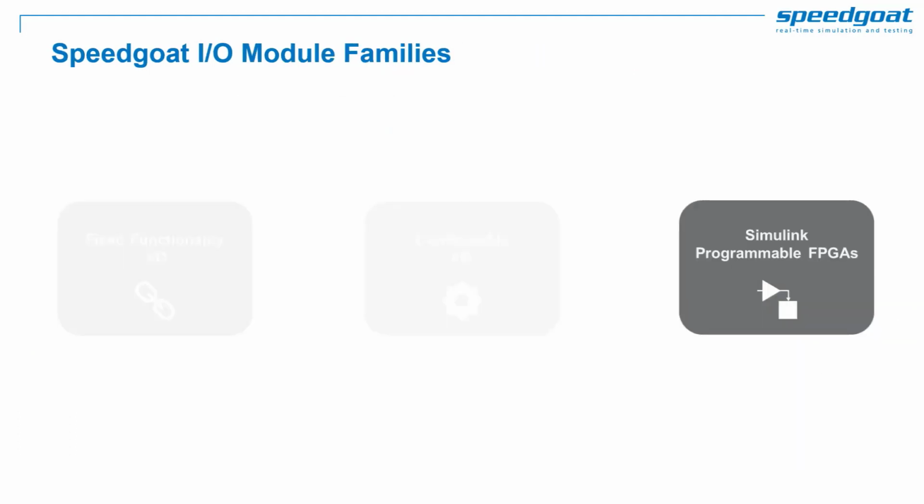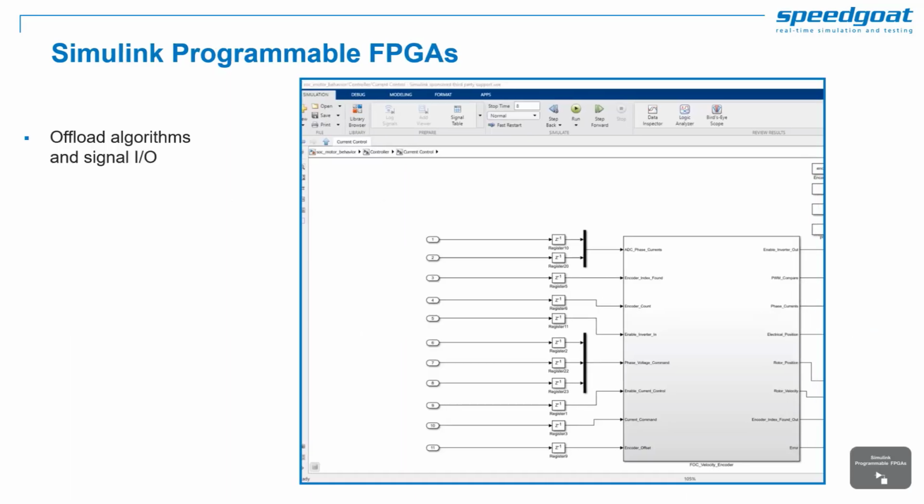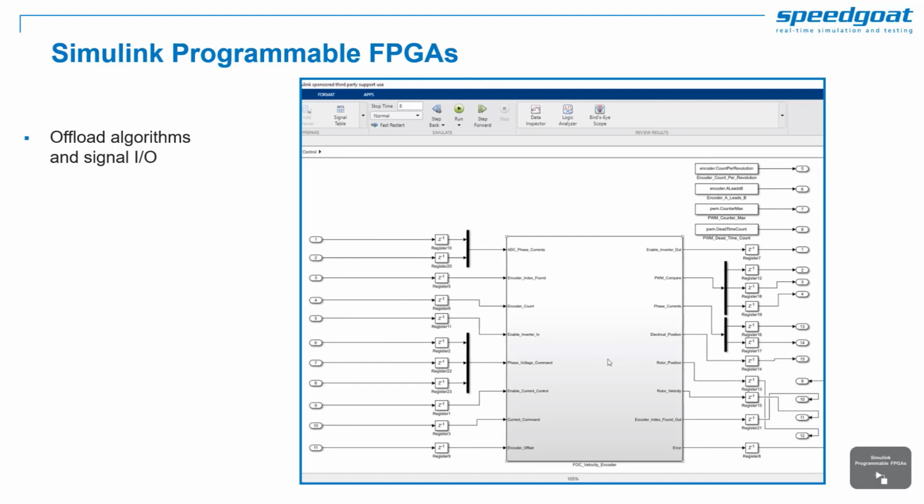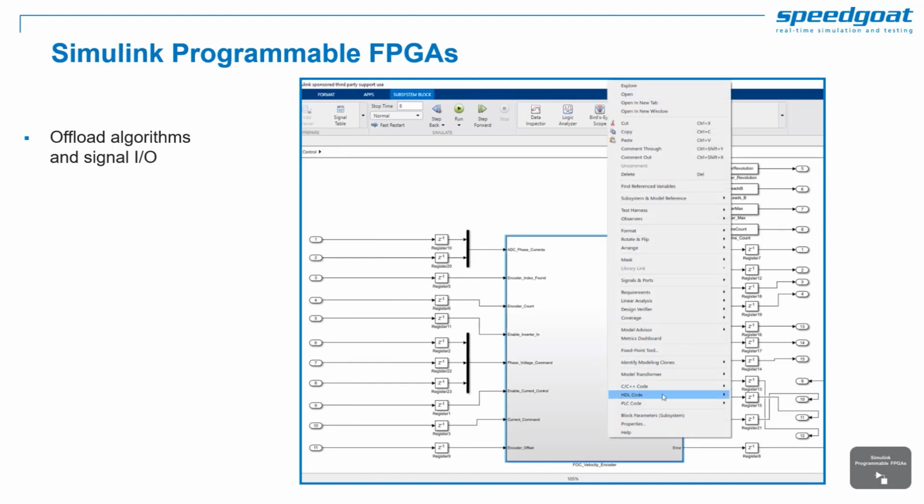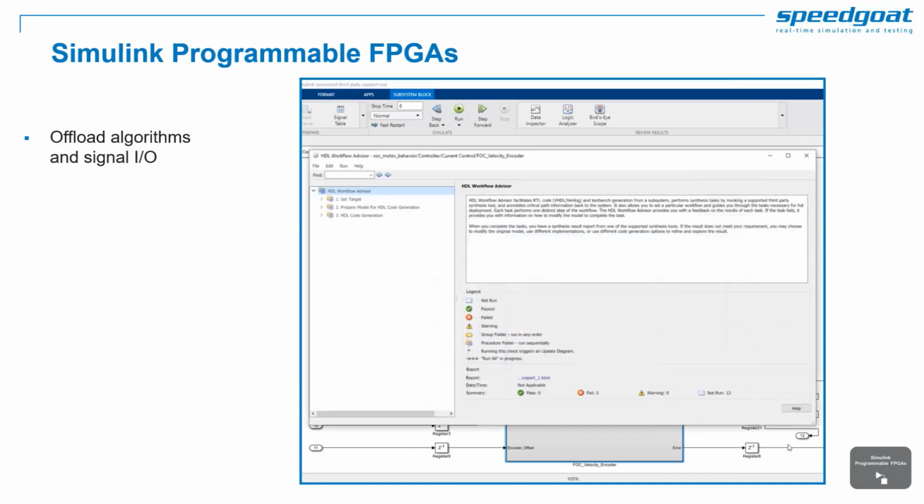But sometimes, you need to accelerate more than just the I/O and protocol. Perhaps, part of your plant simulations are also required to run at very high rates. This is possible using our Simulink programmable FPGAs. Programmable FPGAs allow you to outsource both parts of your plant and signal I/O to the FPGA using the HIL coder workflow from within Simulink.